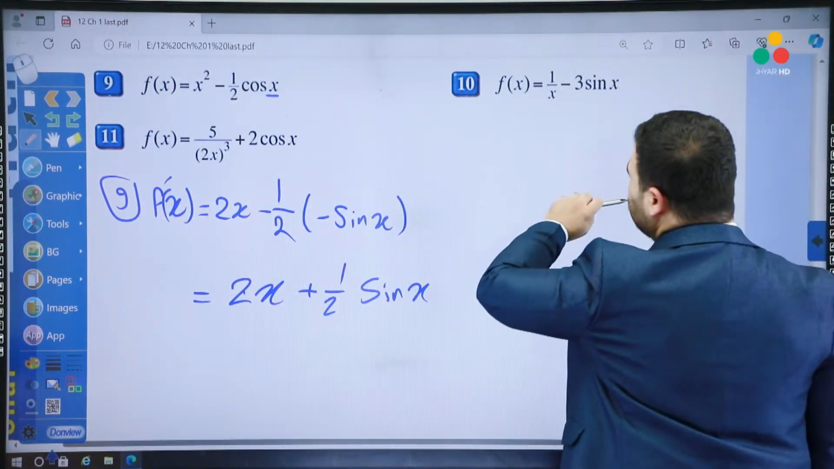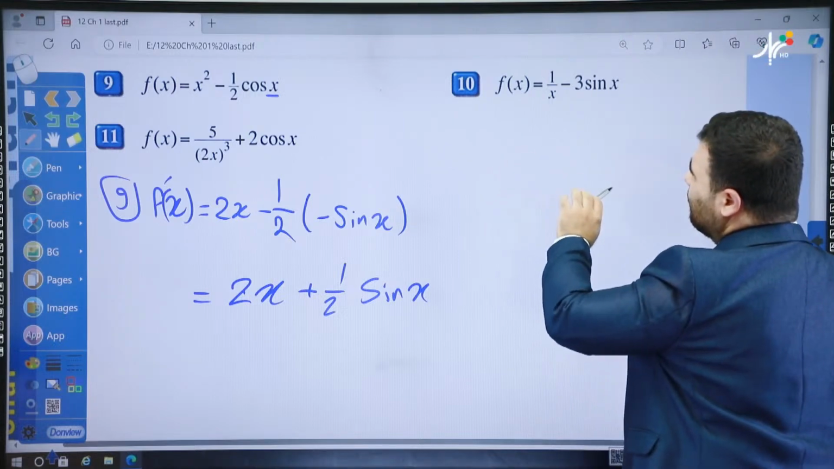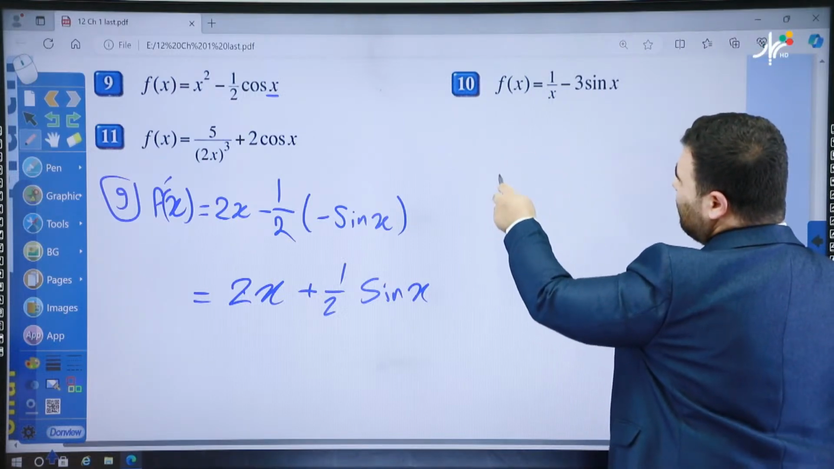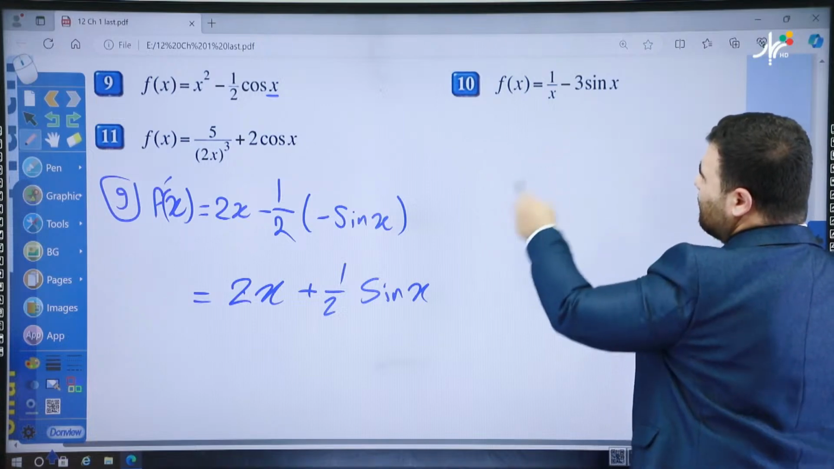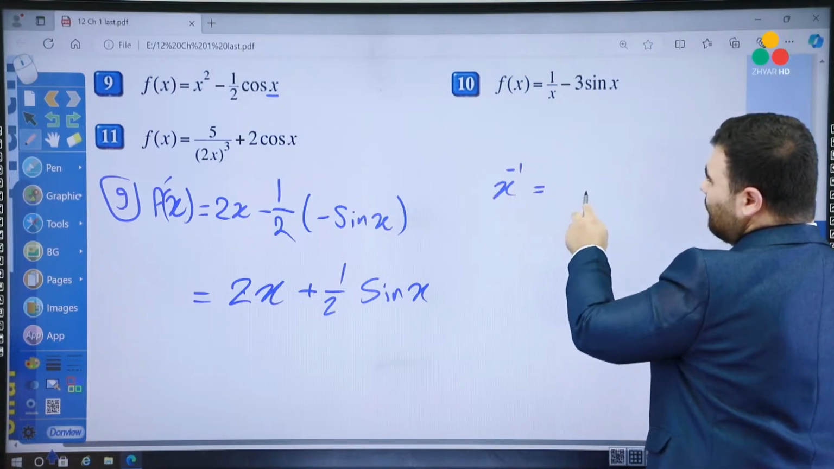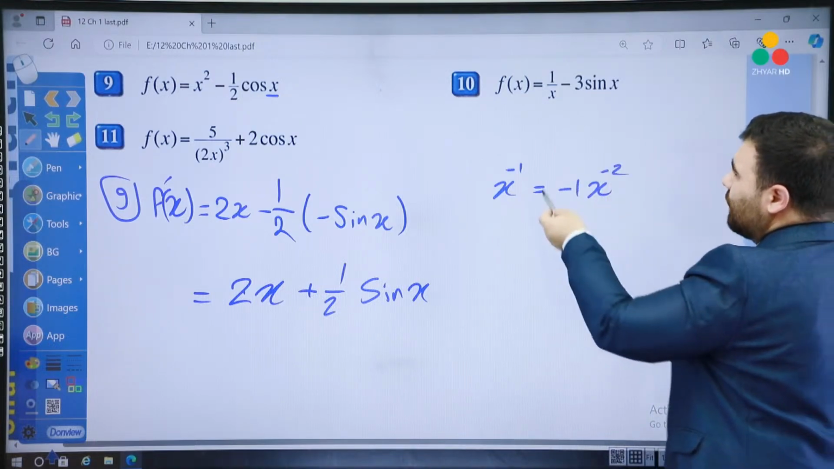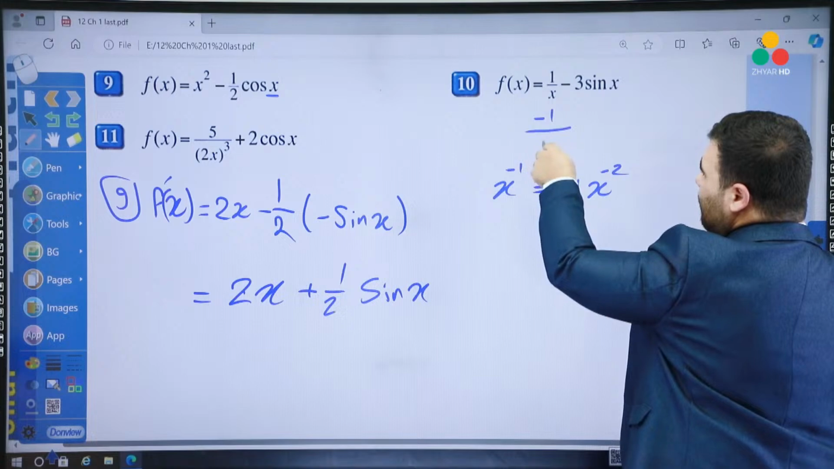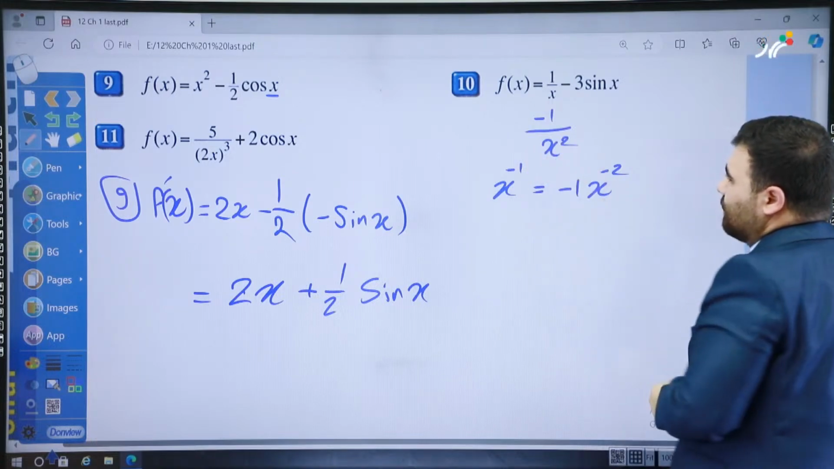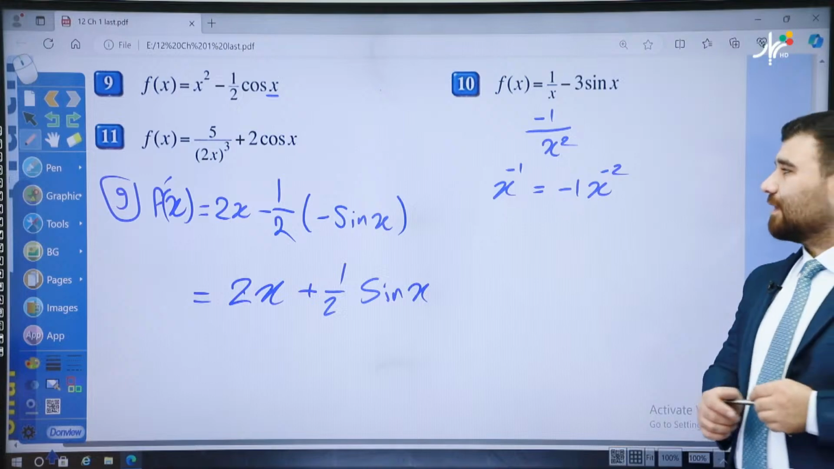1 over x, there are two ways to do it. One way is to memorize it. One way is like this. 1 over x is like x power negative 1. It will be negative 1 x power negative 2. Or you can memorize it as negative 1 over x power 2. 1 over x becomes negative 1 over x power 2.